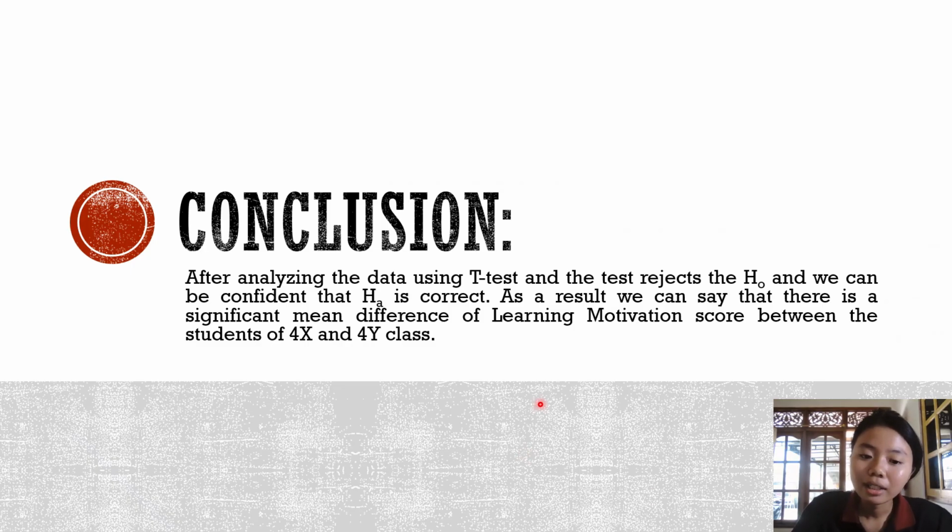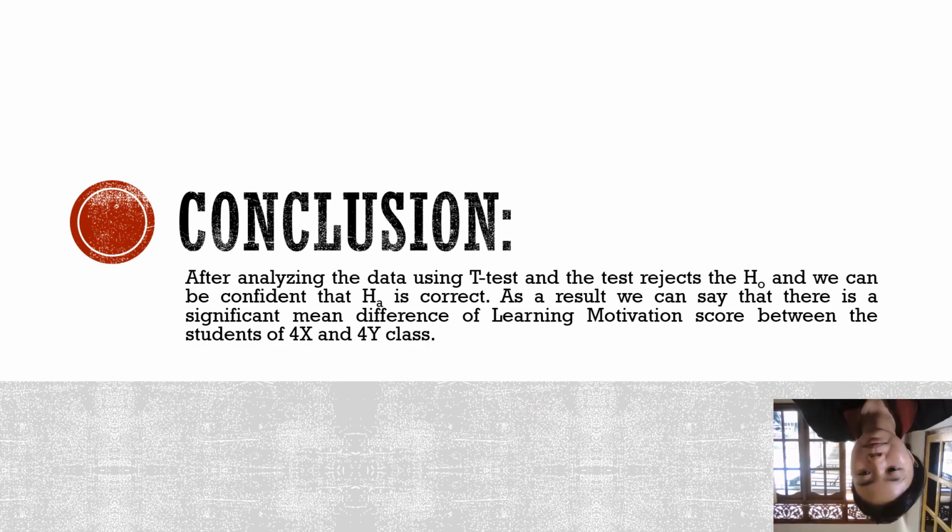For the conclusion, after analyzing the data using the independent sample t-test, the test rejects the H0, and we can be confident that HA is correct. As a result, we can say that there is a significant mean difference of learning motivation score between the students of 4X and 4Y class.